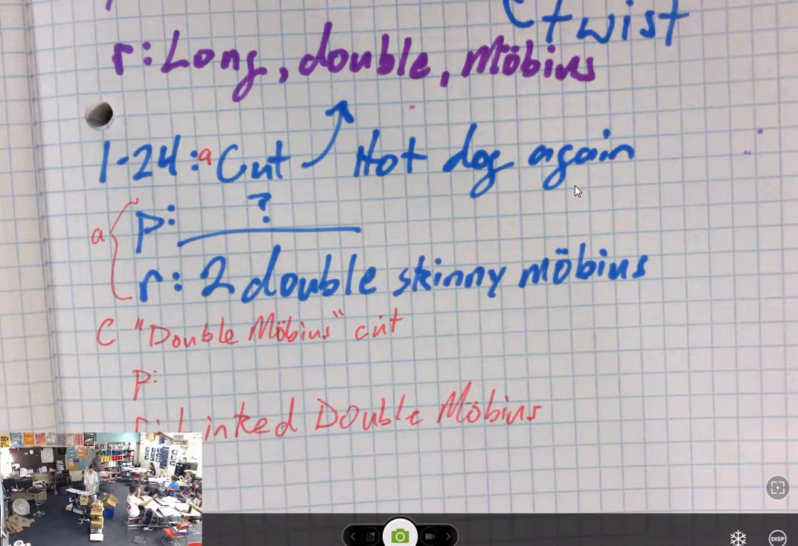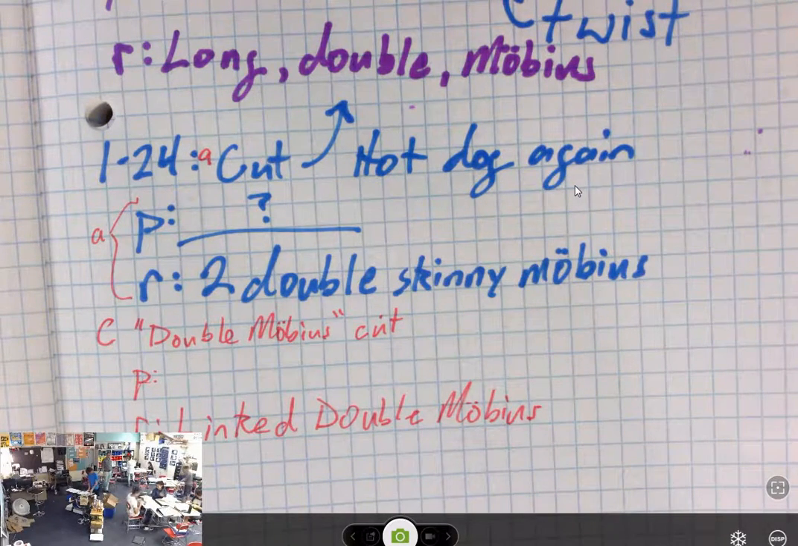Yes, you can. That's why they're recycled. If you want to make more Mobius strips, you can. Watch me not fail. This is the regular one.